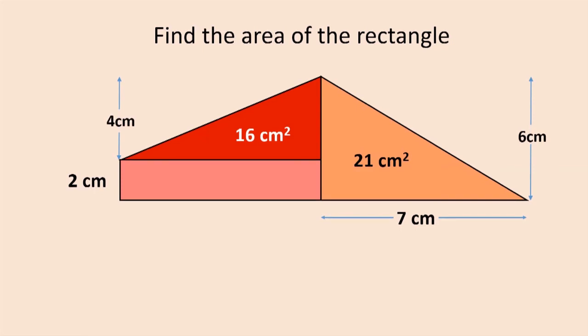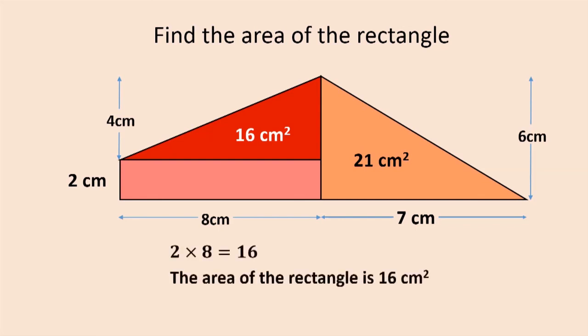I took that 2 centimeters from the 6 centimeters. Okay, well if it's 4 centimeters high and its area is 16, I think I can figure out what its base is. Its base must be 8, and I can write that down underneath the rectangle. Because 4 times 8 is 32, and then if you halve it, you'll get 16, the area of the red triangle. So now I know that pink rectangle has a width of 2, a length of 8. It must have an area of 16 square centimeters.